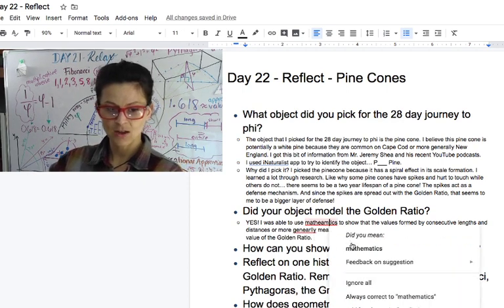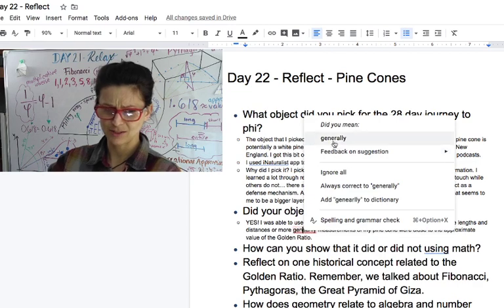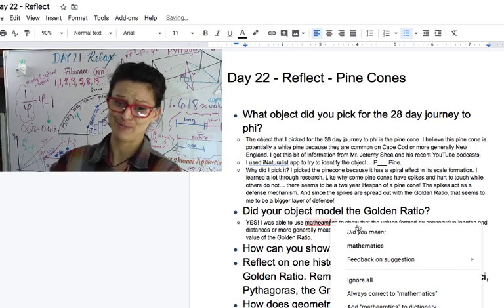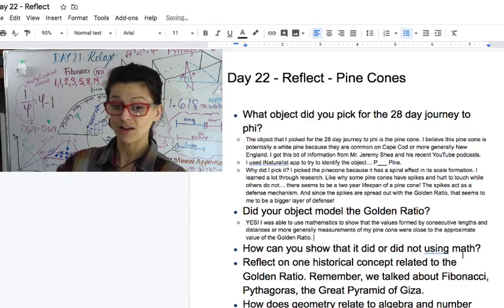Okay, and again, the beauty of typing is that spell check, my friend spell check. Oh, spell check, I love you.